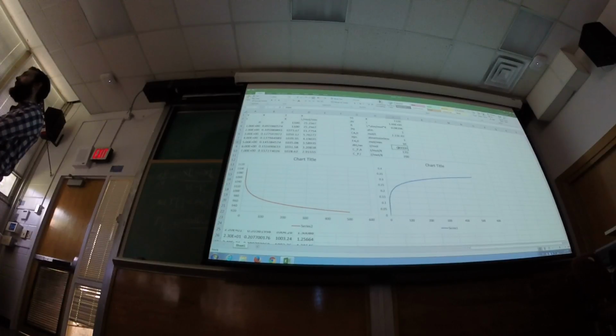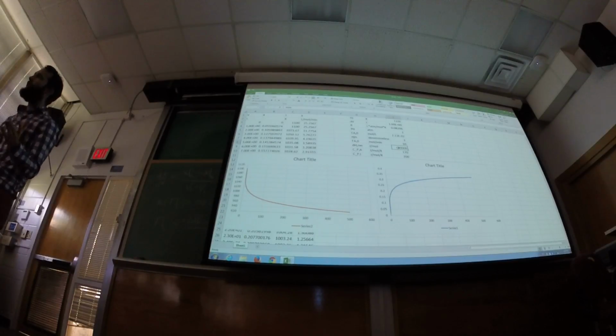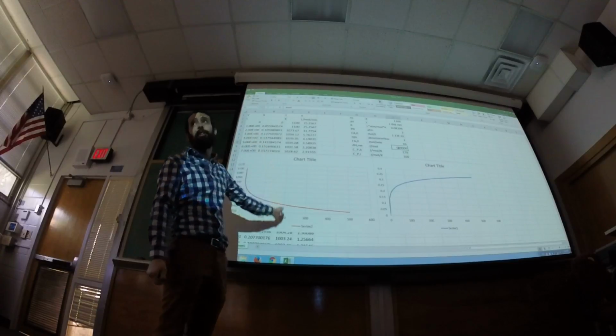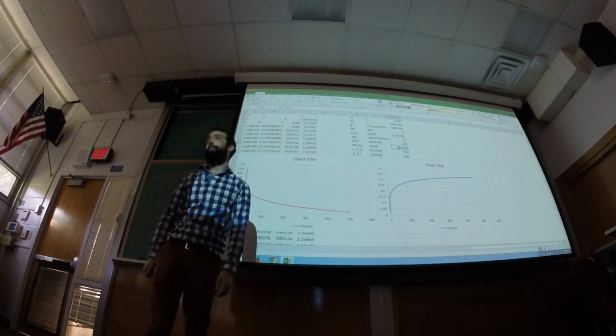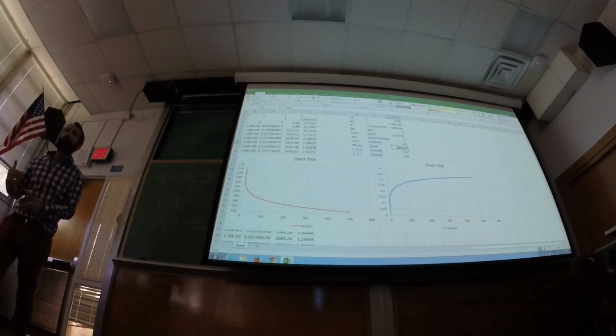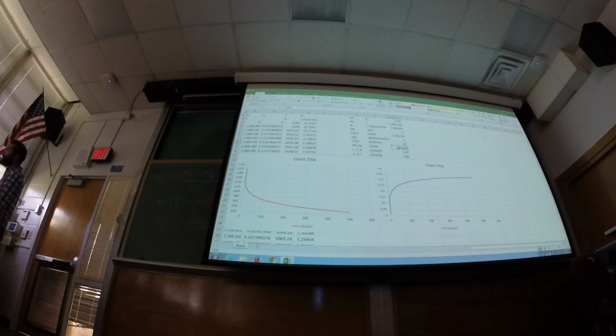No, why not? The rate's still decreasing, right? Why is the rate decreasing? For an isothermal reactor, it's decreasing because the concentration is decreasing. As the concentration of A decreases, the rate decreases. Now it's just sort of paying double duty. It's decreasing both because the concentration is decreasing, but also because the temperature is decreasing.